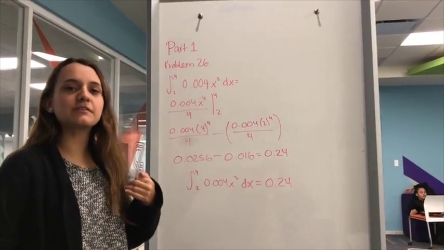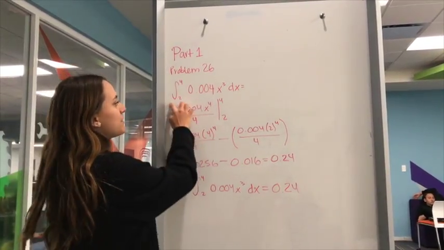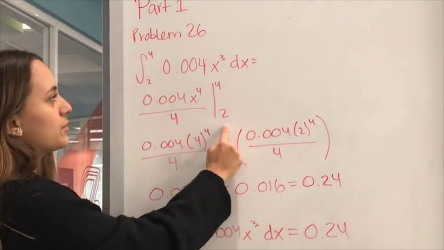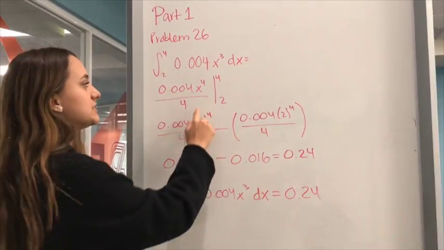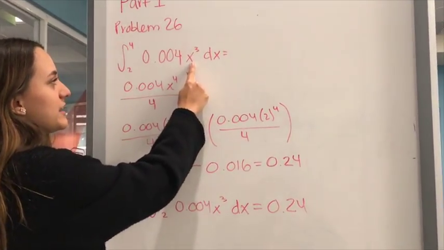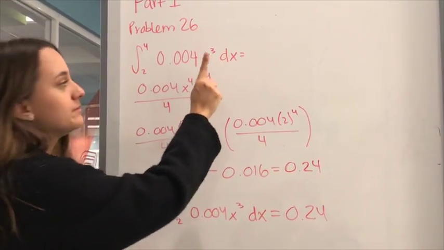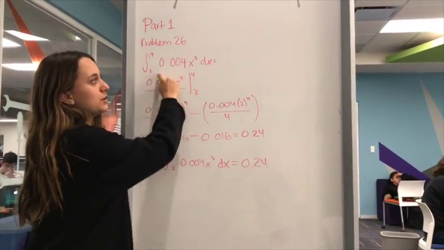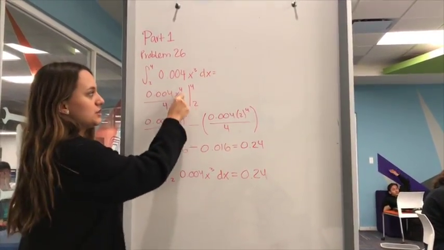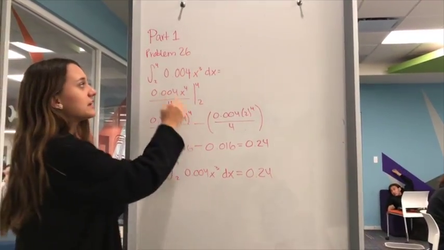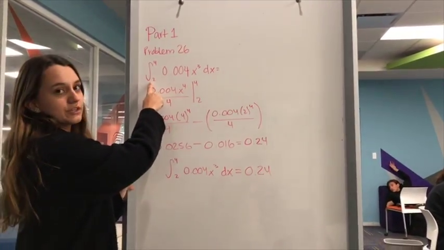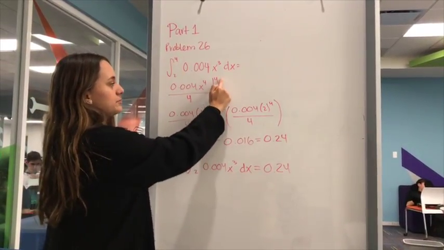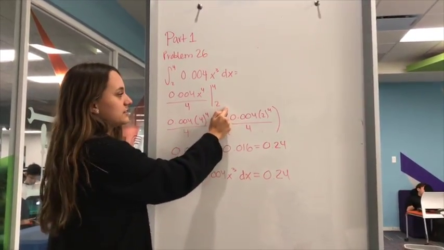So this problem is about antiderivatives, and this is how the problem starts. The first thing you have to do is integrate it. So I did the power rule, which is from here you have to add 1 to the power. So it's x to the 4th power divided by 4, because you have to divide it by the power that you added. And then from here, when you integrate, you have to pass this into a line and then put the two numbers that are there.